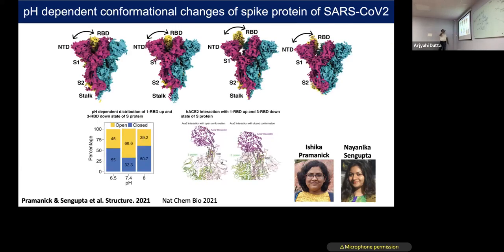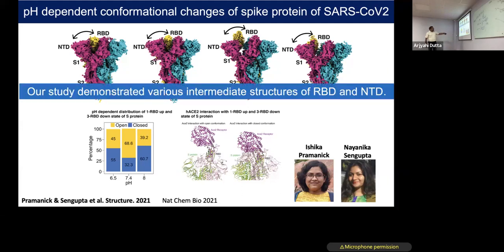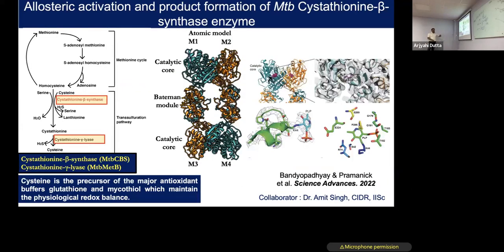Now we resolved the three-dimensional structure of this spike protein, and there we showed that physiological pH is very important for the open conformation and closed conformation. And not only are we getting open or closed conformation, we are getting some intermediate conformation also. I don't want to spend too much time on those things.